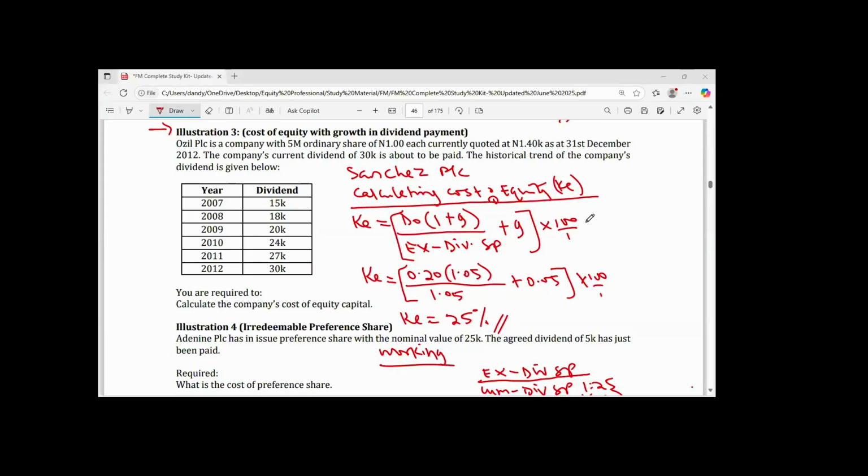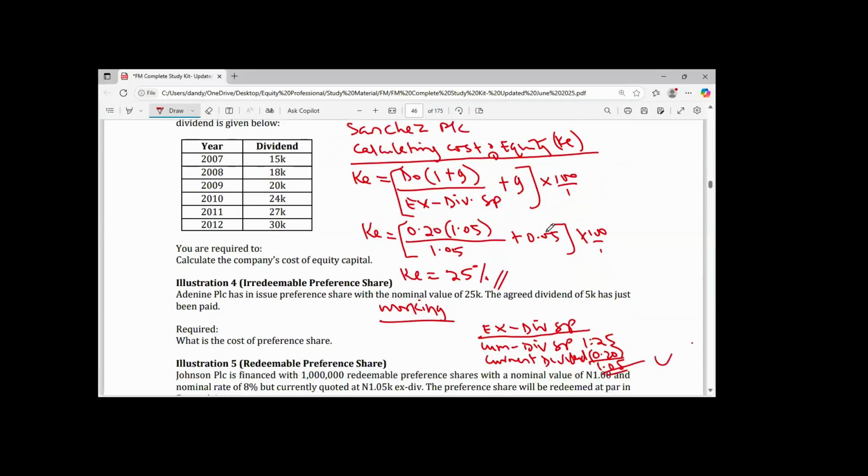Ozil PLC is a company with 5 million ordinary shares of 1 naira each, currently quoted at 1 naira 40 kobo as at 31st December 2012. The company's current dividend of 30 kobo is about to be paid. The historical trend of the company's dividend is given below, from 2007 to 2012. You are required to calculate the company's cost of equity capital.